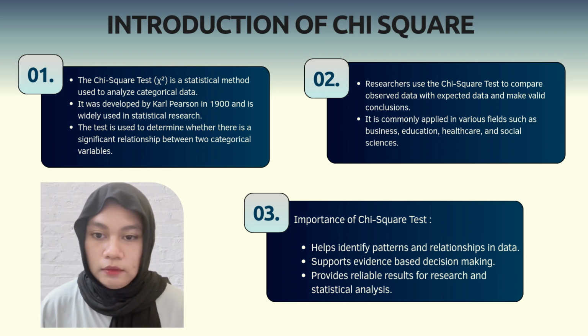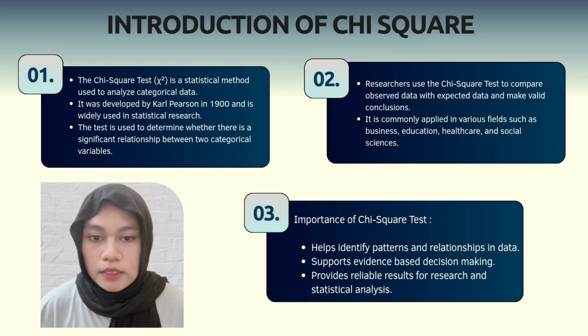Today I will be presenting the introduction of the chi-square test. The chi-square test, represented by the symbol chi-square, is a statistical method used to analyze categorical data. Categorical data refer to data that can be grouped into different categories such as gender, education level, or customer preference.